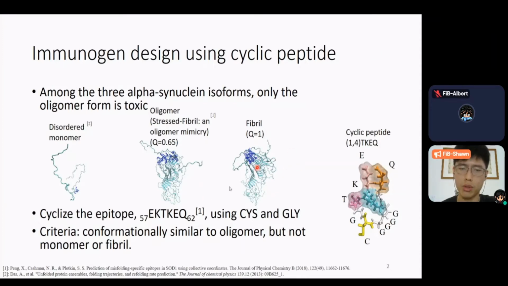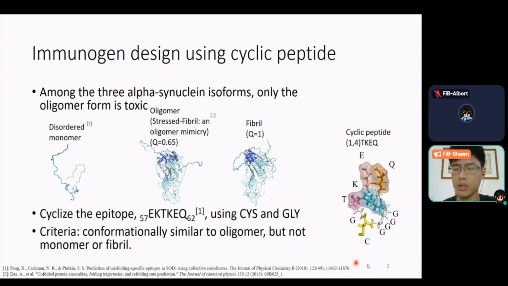So we come back to the epitope. The epitope we predicted is EKTKEQ. And we cyclize this epitope using cysteine and glycine. The figure on the right shows one of our cyclopeptide scaffolds. We call it 1,4-TKEQ because it has a sub-epitope region TKEQ and is cyclized by 1 glycine on the left and 4 glycine on the right of the cysteine. Glycine is used because it is the most chemically inert amino acid, so it could avoid causing unwanted immune response.